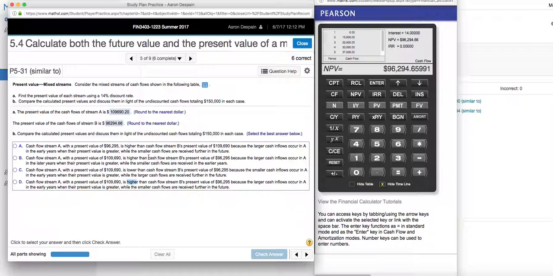Higher than cash flow stream B's present value of $96,295 because the larger cash inflows occur in A in the later years. No, they don't occur in the later years, they occur in the earlier years, so it must be this one. It's higher than cash flow stream B's present value of $96,295 because the larger cash inflows occur in A in the earlier years when their present value is greater, while the smaller cash flows are received further in the future.